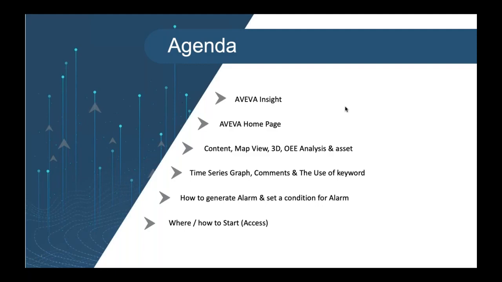First of all, we'll have again a recap and introduction on the AVEVA Insight. Then we will explain more on the home page, what you will be expecting from the home page when you access the demo website. We will talk more about the contents, the map view, graphics, 3D graphics, the OEE analysis, and so forth. We will talk as well about the different type of graphics that you can get from a chart or from a column chart, from a grid analysis as well. It's a different type of components and contents that you can get with.